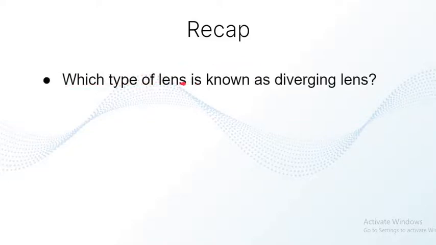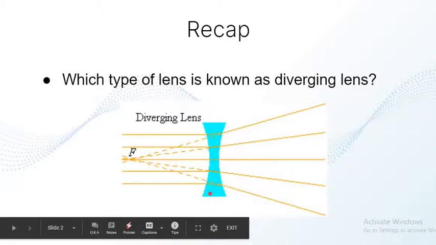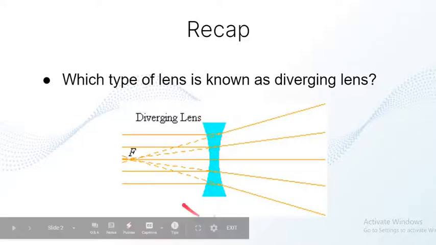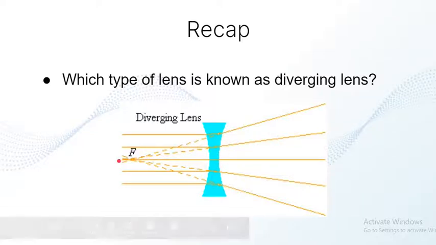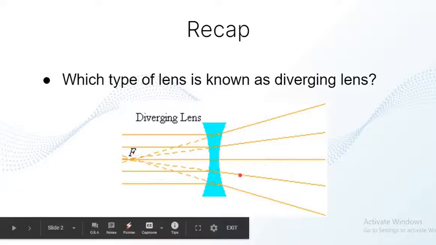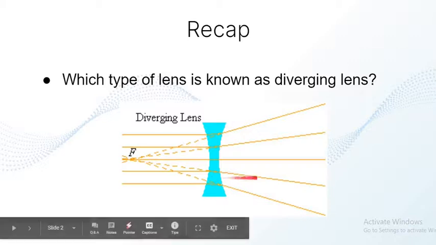Which type of lens is known as diverging lens? Yes, it is concave lens. Concave lens is a lens which is thinner in the middle than at the edges. Rays of light diverge after passing through concave lens. So they are known as diverging lenses.